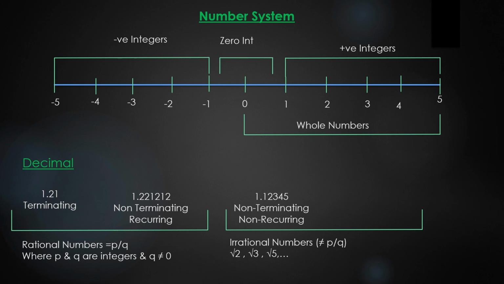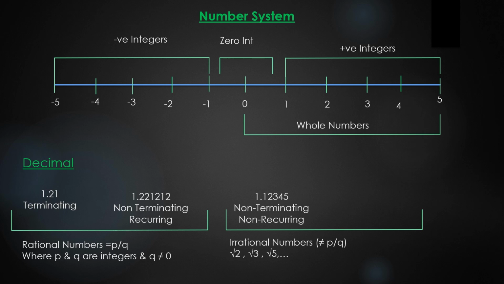And what about the natural numbers? Natural numbers start from 1 to infinity, and whole numbers include 0. So if you start the numbers from 0 to infinity, it is called whole numbers. Or else, if you start the numbers with +1, it is called natural numbers.